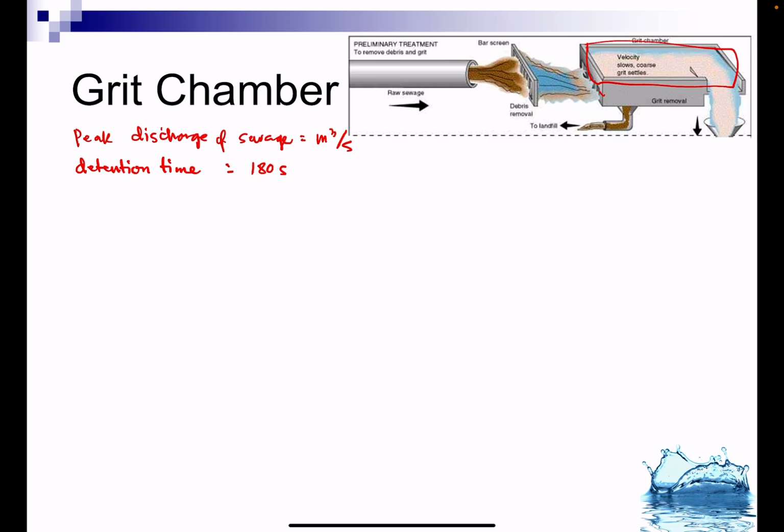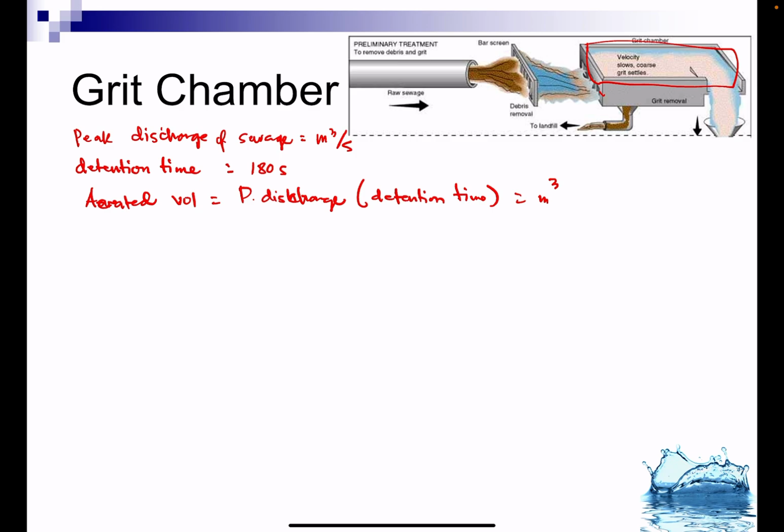So, for the aerated volume, it's the volume of your grit chamber, which is your peak discharge times your detention time, which is cubic meter per second times 180 seconds. You get that in cubic meters.